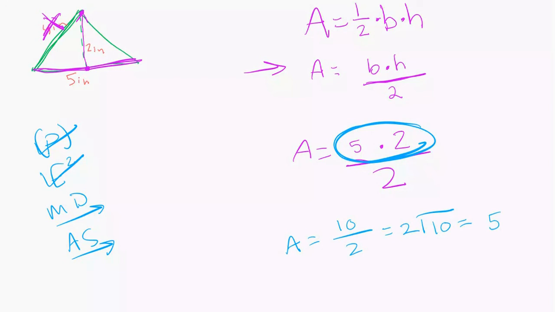So our answer is 5 inches squared. I'm using inches because that was the unit of measurement here. It's squared because that's how many squares can fit inside this triangle. It's a 2D object, so we use squared. So our answer is 5 inches squared.